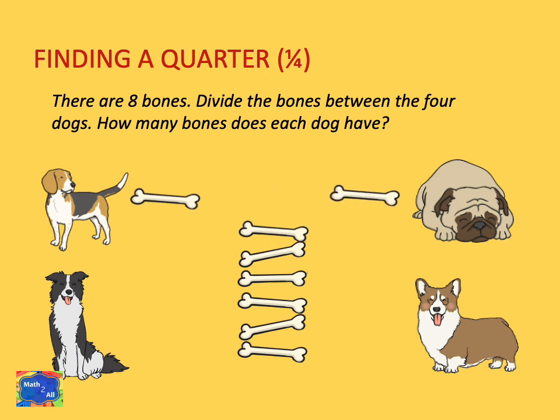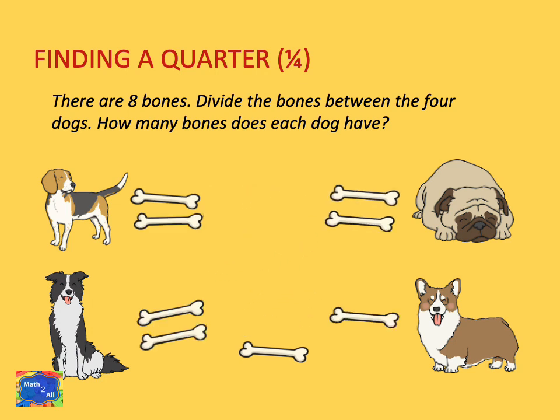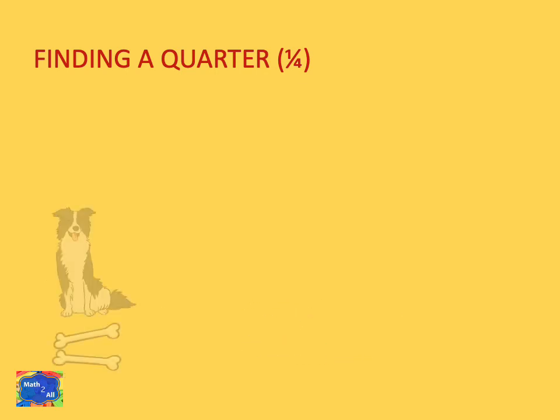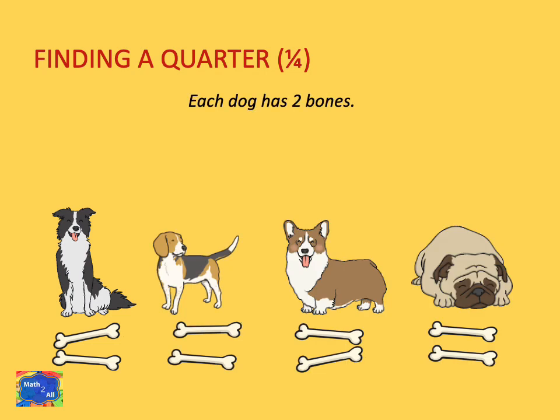1 and 2. So each dog has 2 bones. Quarter of 8 is 2.